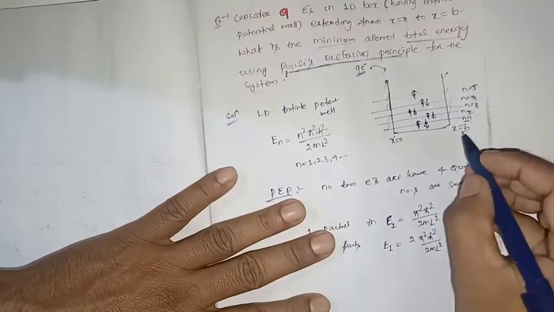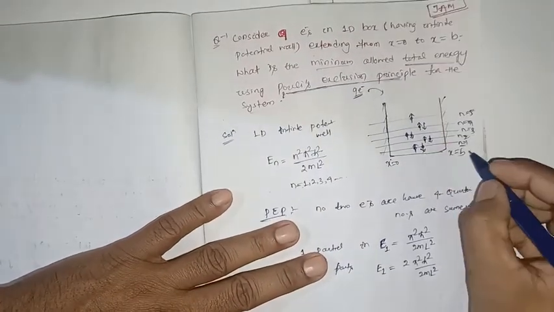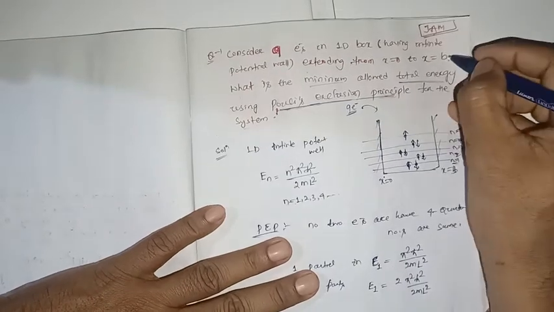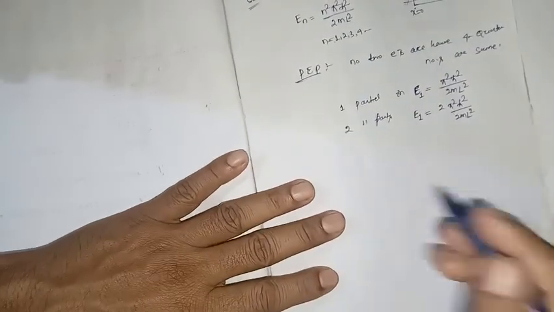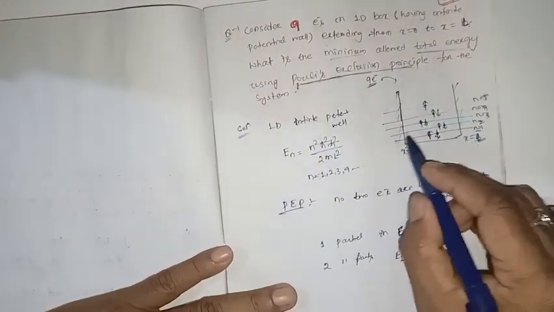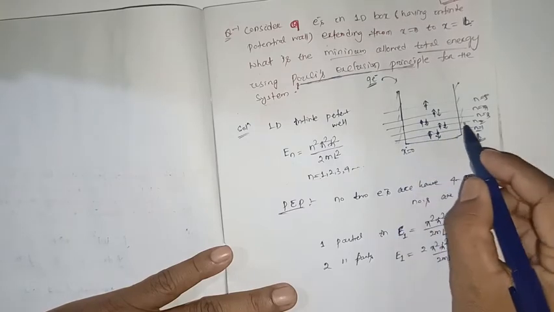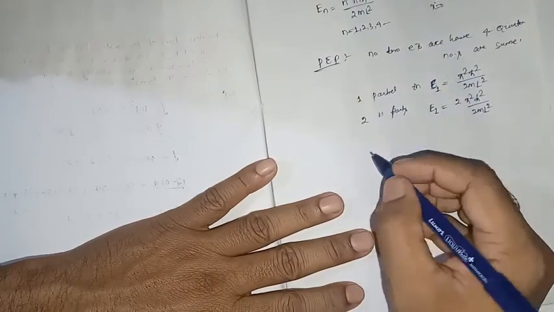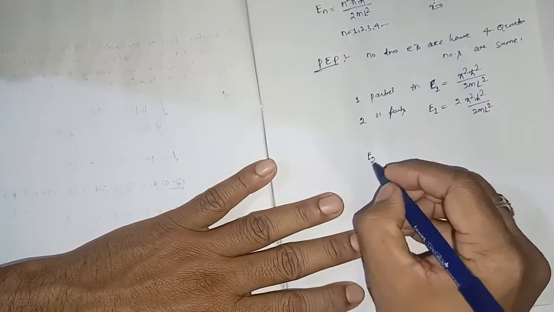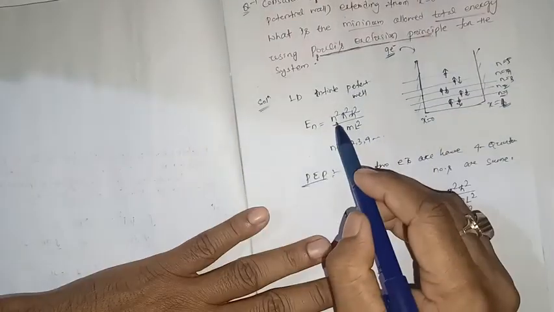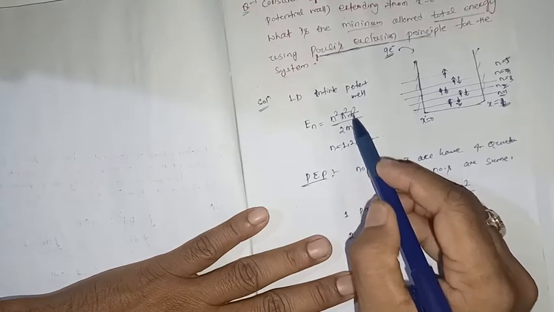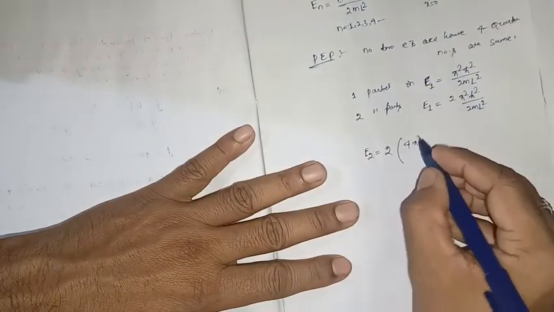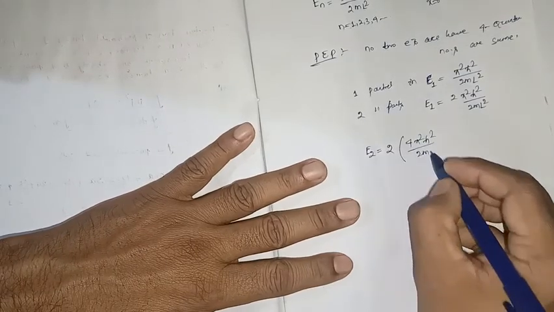See here the length is given as x equal to b. You just correct it, x equal to l, no problem. Likewise in the second state, or first excited state, another two electrons are present. So the total energy E2 will be 2 into, for the second state, 2 square, 4 pi square h cross square by 2ml square.